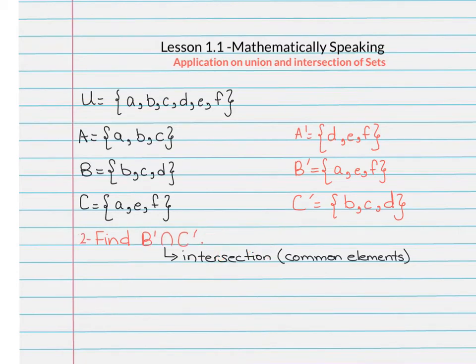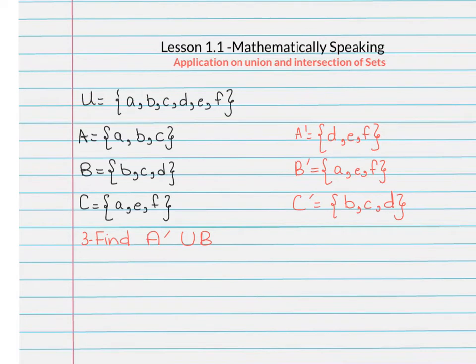Find B prime intersection C prime. Remember, intersection means the common elements. We're going to write B prime and C prime to identify the common elements between them. You notice here we do not have any common elements between B prime and C prime. In B prime, we have elements A, E, F. Here, B, C, D. No common elements. So the intersection between B prime and C prime is equal to an empty set.